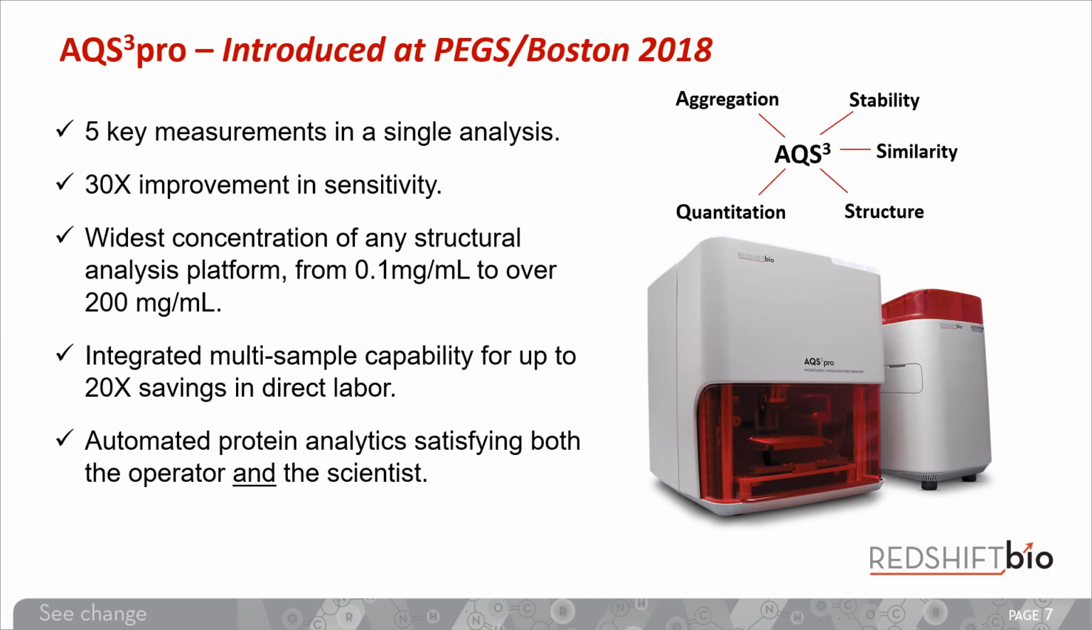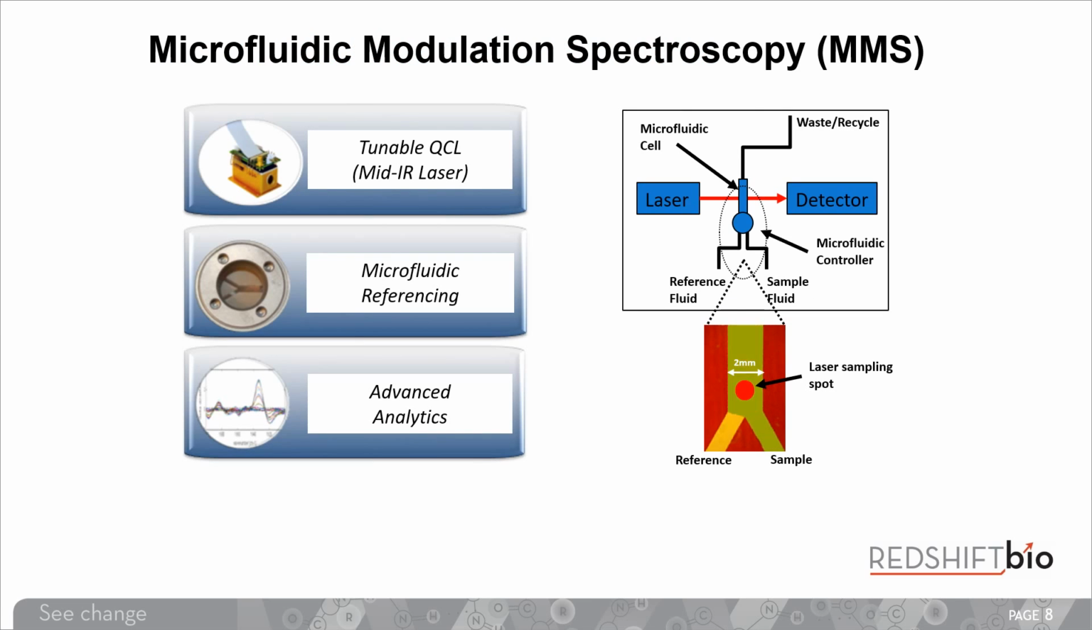operator and the scientist. The AQS3 Pro is based on a measurement technique we developed called microfluidic modulation spectroscopy, or MMS. It utilizes 3 main components: tunable QCL, which is a type of mid-infrared laser, microfluidic referencing, which takes care of our background subtraction, and advanced analytics, which converts our spectral data into structural information. The schematic on the right shows you the basic layout of an MMS system. And what you're looking at is absorbance spectroscopy. So we have a laser as our source, we have a lot of light, and so we can now use an MCT detector for measurement.